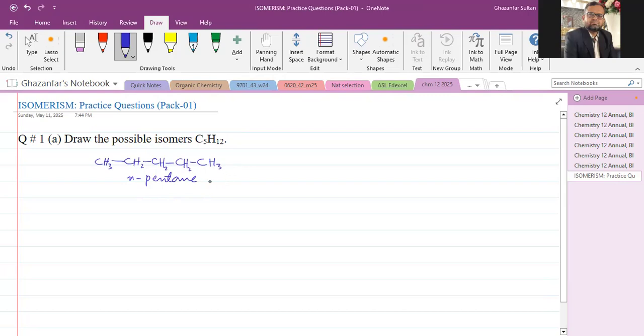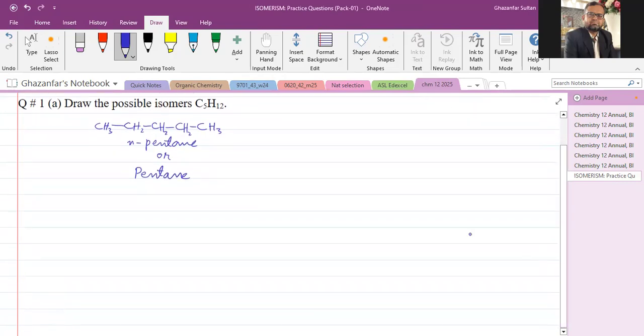Or you can just write pentane. Both are correct. Pent because there are 5 carbon atoms, and n because all the carbon-carbon bonds are single. So now you can draw another structure, but you draw only 4 carbon atoms in a chain, and one must be as a branch.